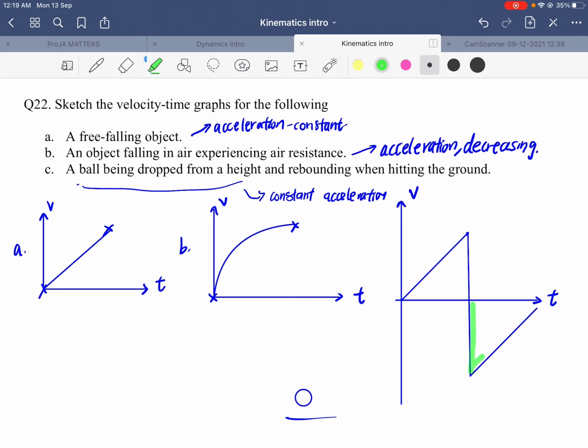One thing I would like to stress is that this green area should be smaller than this pink area. Why I say that is because the green area is the height that it actually bounces back up, while the pink area is the height that the ball is dropped from.